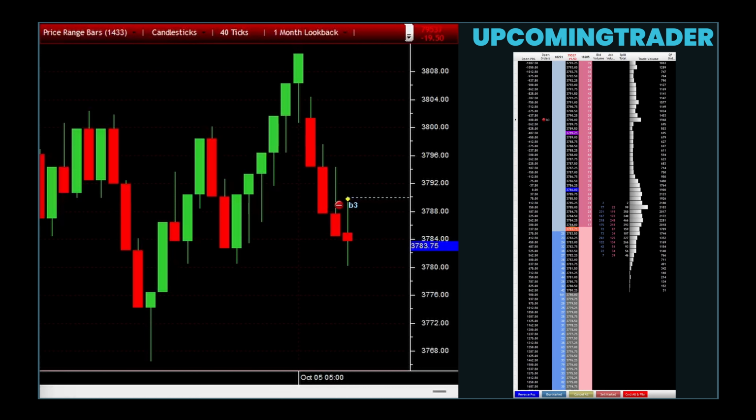Thrusting line pattern. In a downtrend, a long bearish candle is followed by a bullish candle that opens lower but closes within, but not above, the midpoint of the body of the first candle. This pattern suggests that sellers are still in control, and the downtrend is likely to persist.